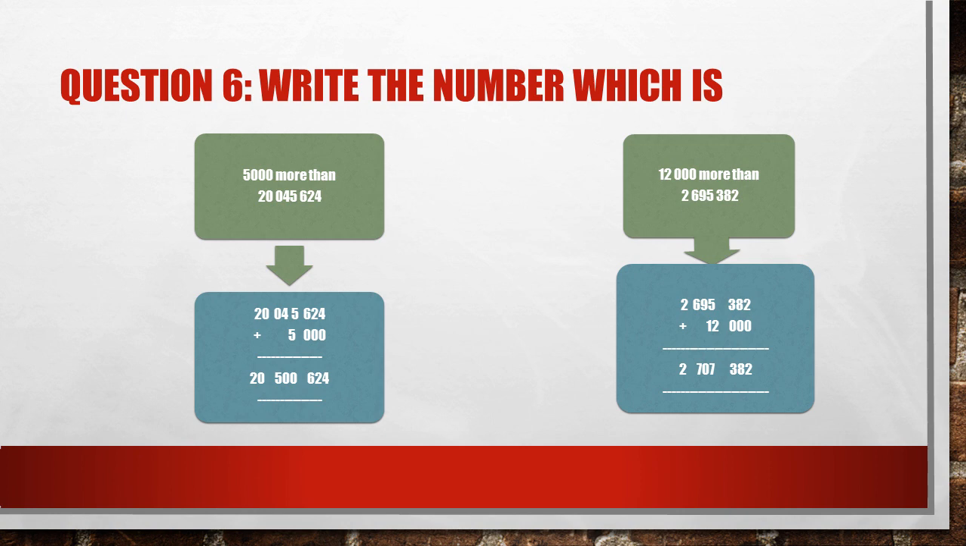Now question number 6, write the number which is 5,000 more than 20,045,624, and in the second part 12,000 more than 2,695,382. Now students, for finding a number more than another number we will do addition. In the first part we will put both numbers in vertical form and then we will add them, and similarly in the second part we will put both numbers in vertical form and add them, and after adding we will get their answers, and these are 20,500,624, 2,707,382.